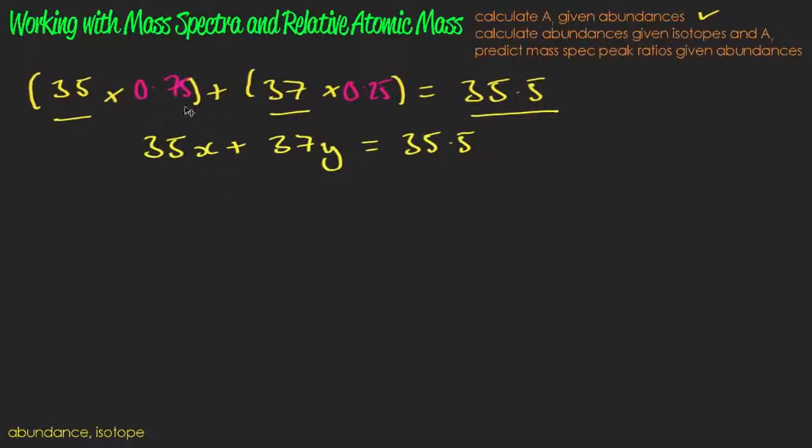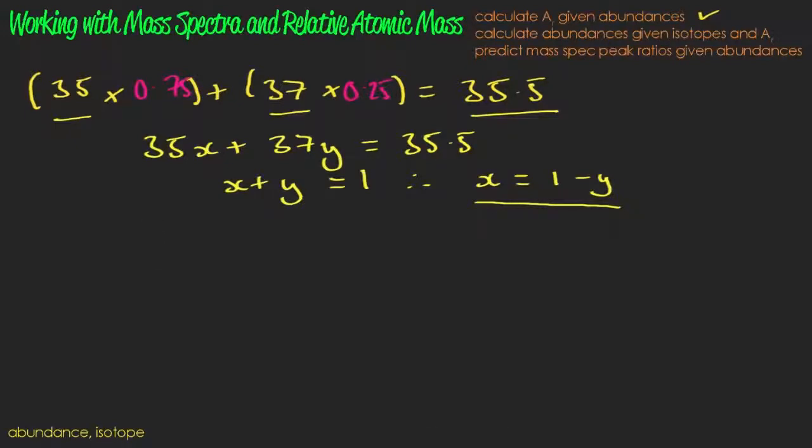In this case, we do know that the total of all of these values, so 0.75 and 0.25, is always going to add up to 1. So the total of x and y together, x plus y, is going to be equal to 1. Therefore, we can rephrase that and say x is equal to 1 minus y. And we can now substitute this equation into this one here.